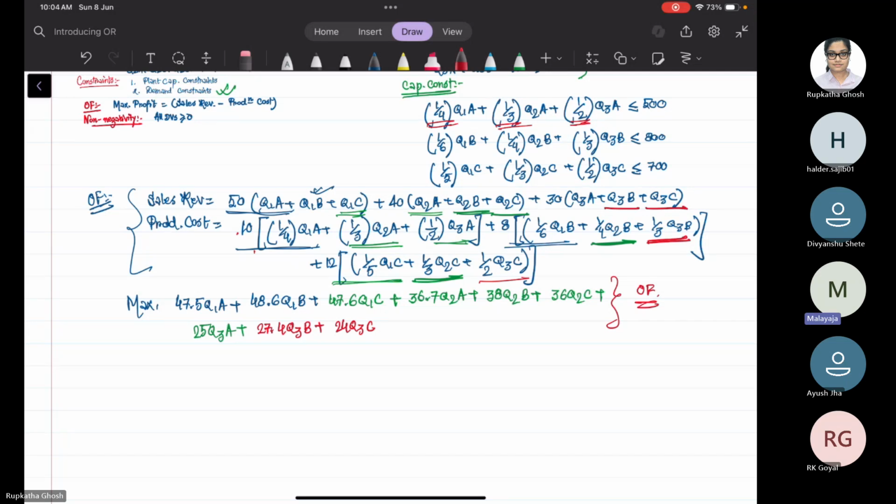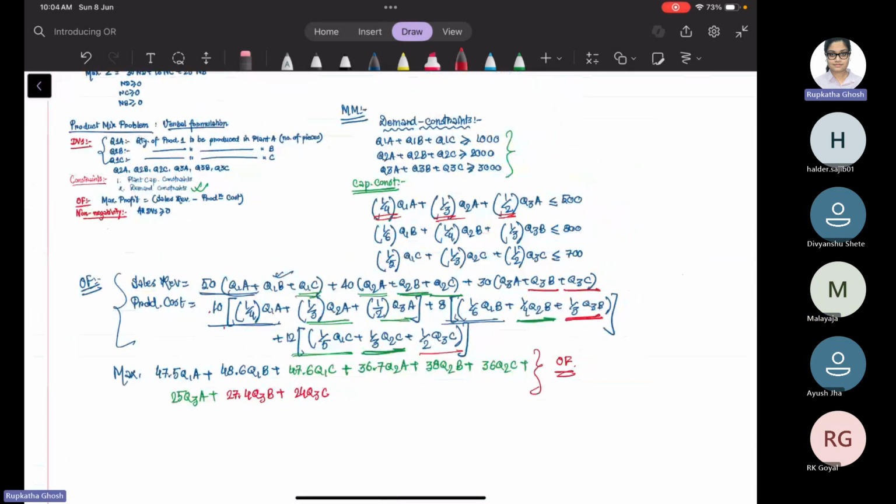Rupkatha, I have a question. If we go back to the capacity constraints and the demand constraints, why do we have an inequality here? Why not an equality? Because in the question, it doesn't explicitly say that demand can be equal to or greater than some value. And the capacity constraints, I did not understand. From the question, the inequality did not seem clear to me. Could you explain that? Sure.